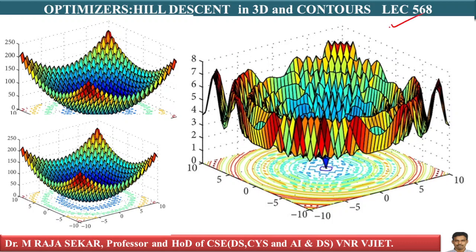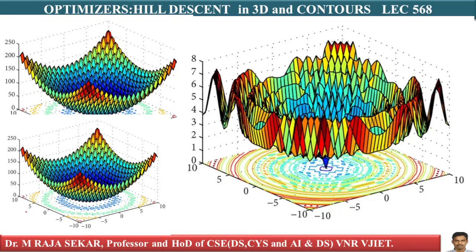This is lecture number 568. In this lecture, we will try to understand optimizers, hill descent in 3D and contours. Just like the way we have seen the examples in 2D, let's see the examples in 3D.